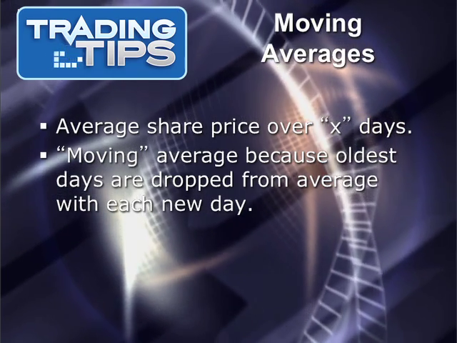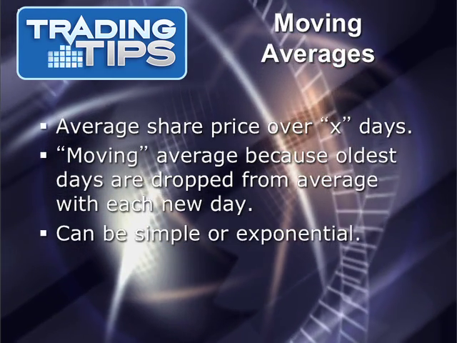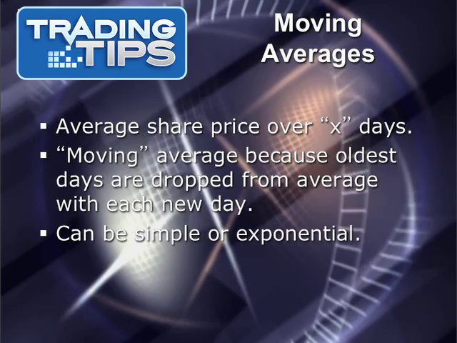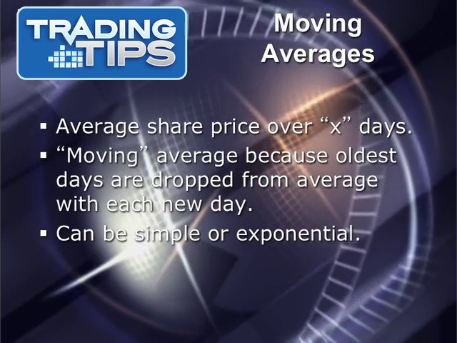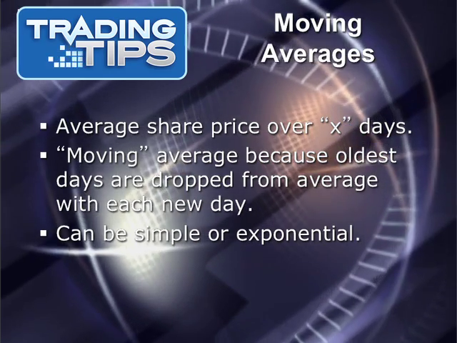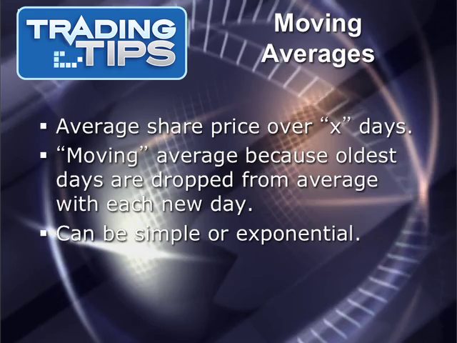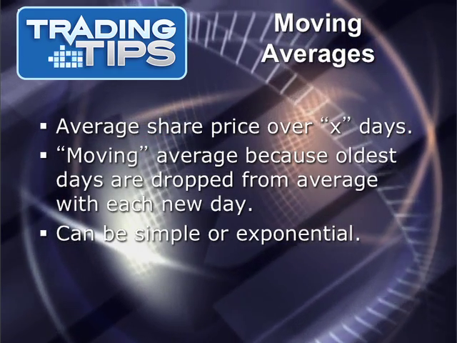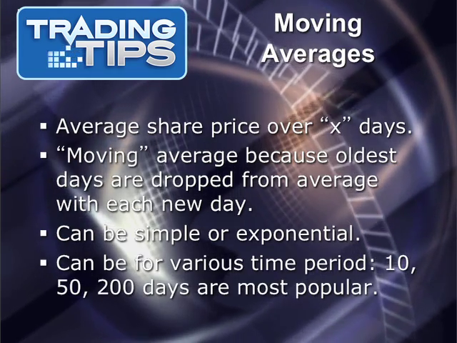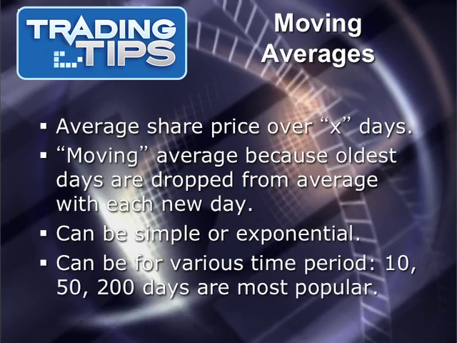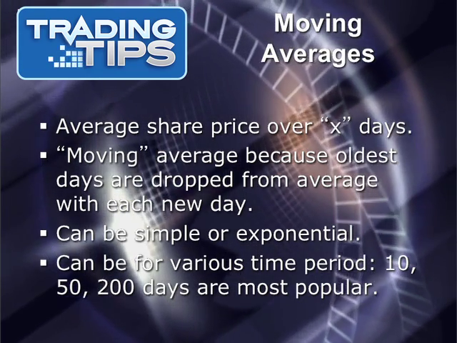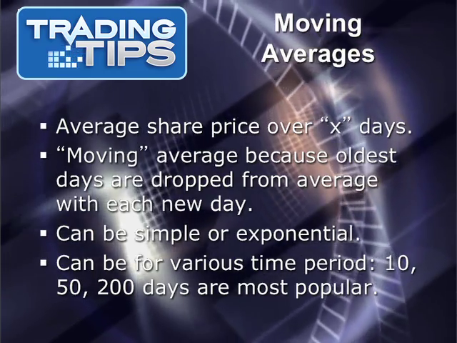The average changes because the numbers it's looking at change over time. It moves. Moving averages can be simple or exponential. So far, we've been talking about them in simple terms, where you just take the sum and divide by the total number. An exponential moving average is different in that it has more complex math and gives greater emphasis and weight to the more recent prices. We'll stick with simple moving averages for this episode. And finally, moving averages can be for any span of time, but popular ones are for 10, 50, and 200 days. 100 and 150 days are also somewhat common.